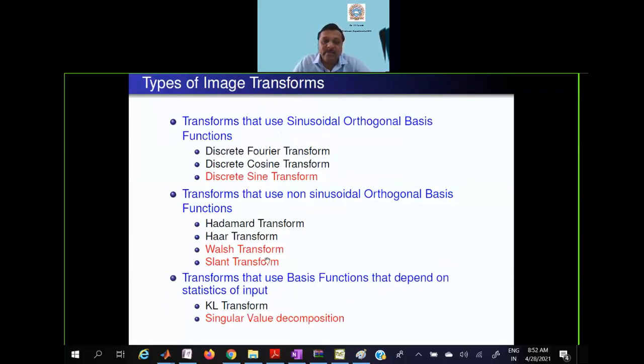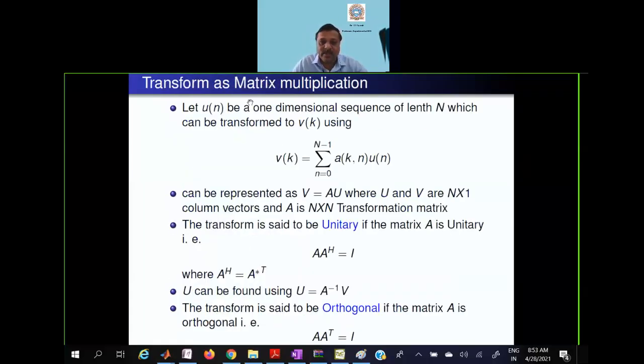There are three different categories of transforms based on the basis functions used. One category uses sinusoidal basis functions. These are the examples. Two of them we are going to study. Second one is the non-sinusoidal basis functions. Two of them we are going to study. Third one uses statistics of the input for the calculation of basis functions. We are going to study one. So totally five different transformations we are going to study.